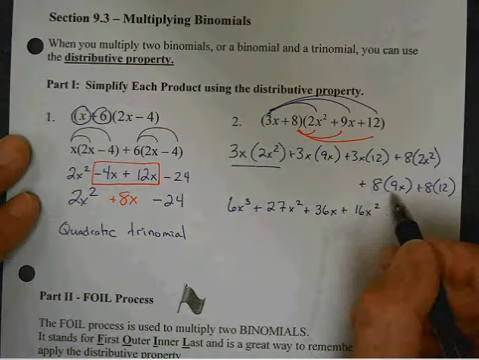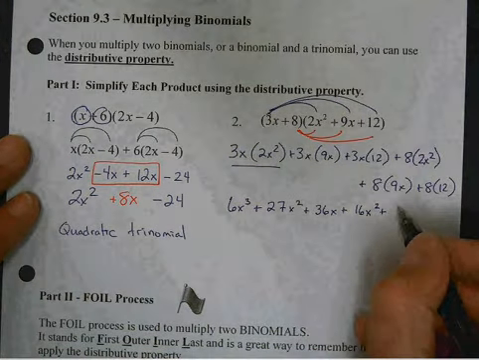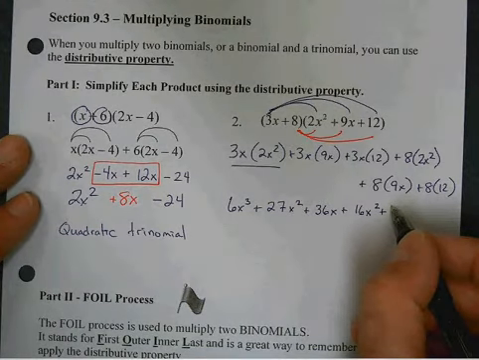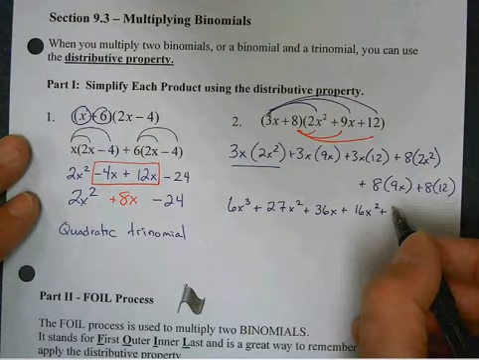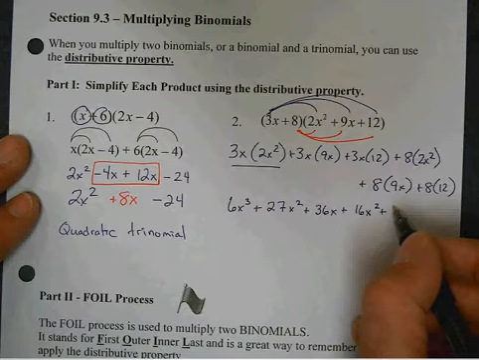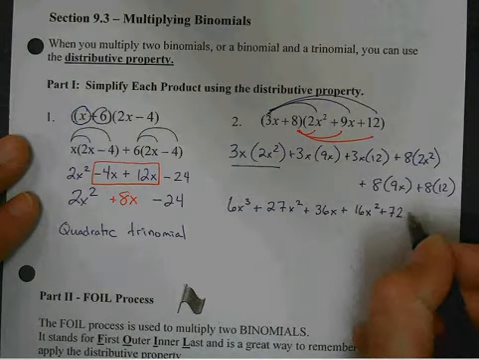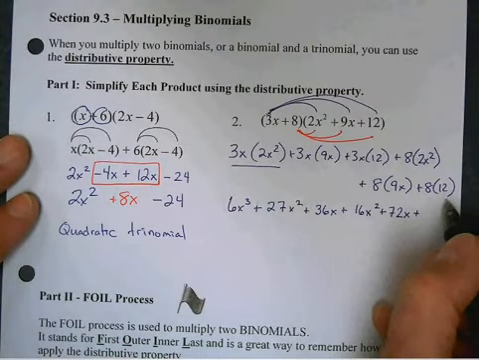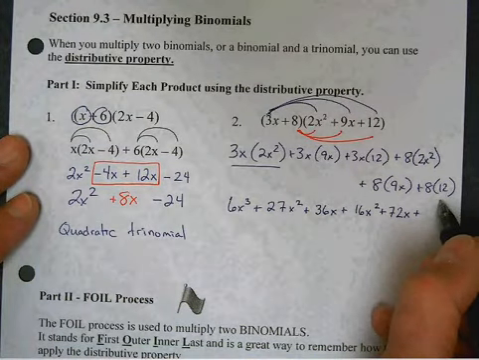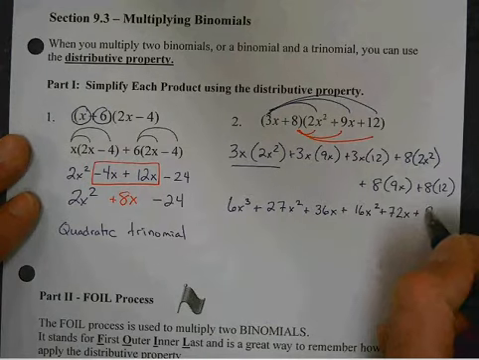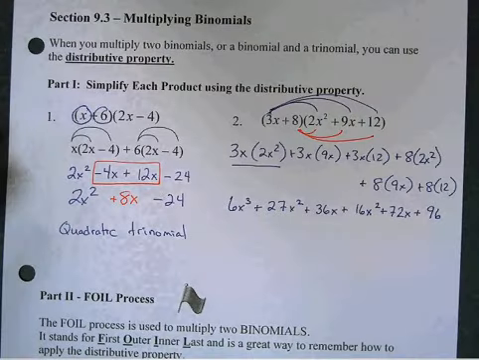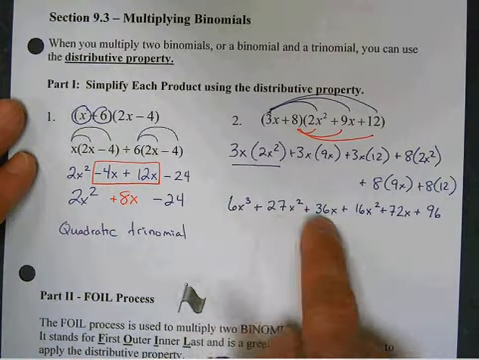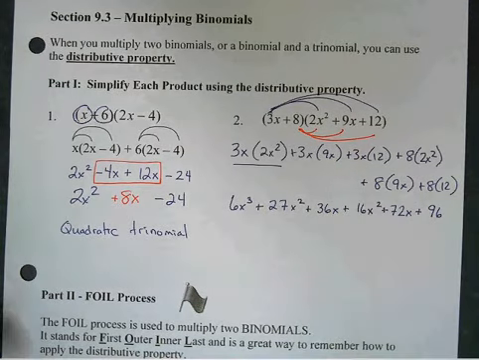Luke, 8 times 9x. 8 times 9 is 72. Good man. 72x. All right, can anyone do this in their head? How much? 96. Good. Wow, that's a lot of terms. So let's see, did we end up with 6 of them? 1, 2, 3, 4, 5. Okay, we ended up with 6.